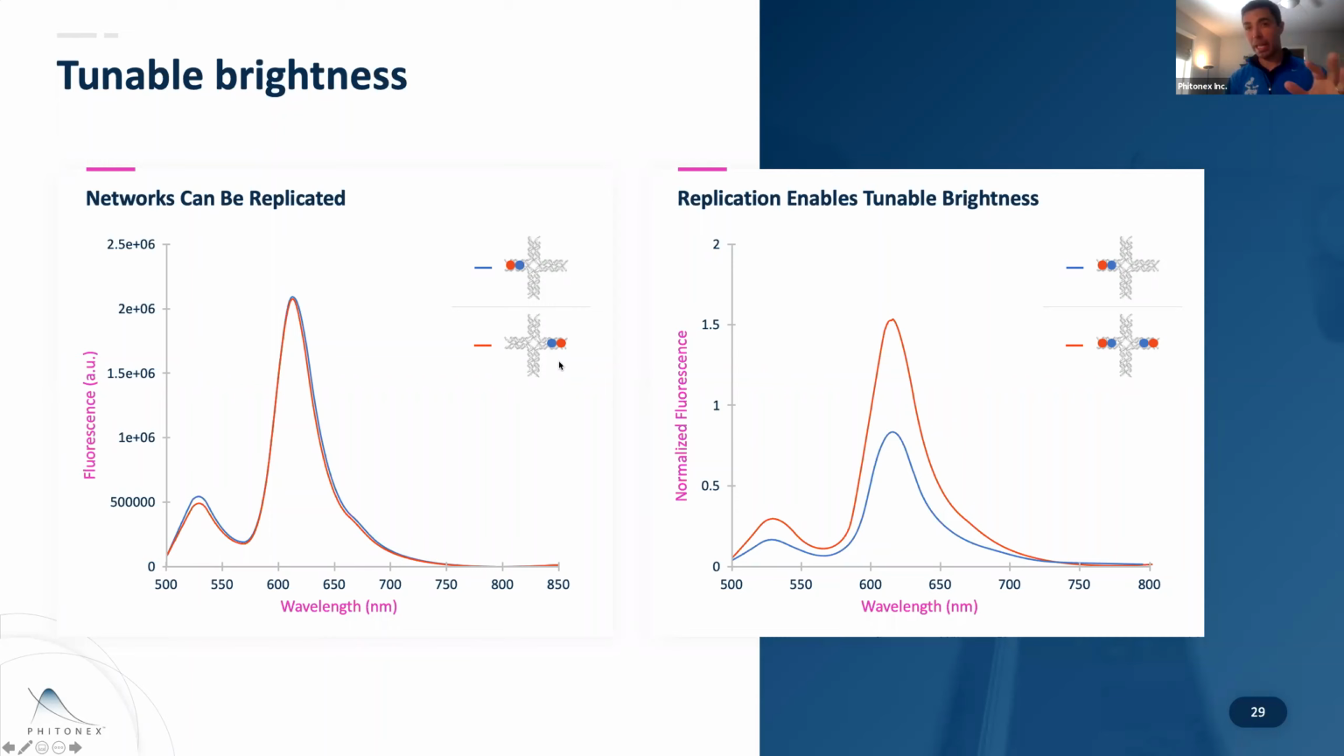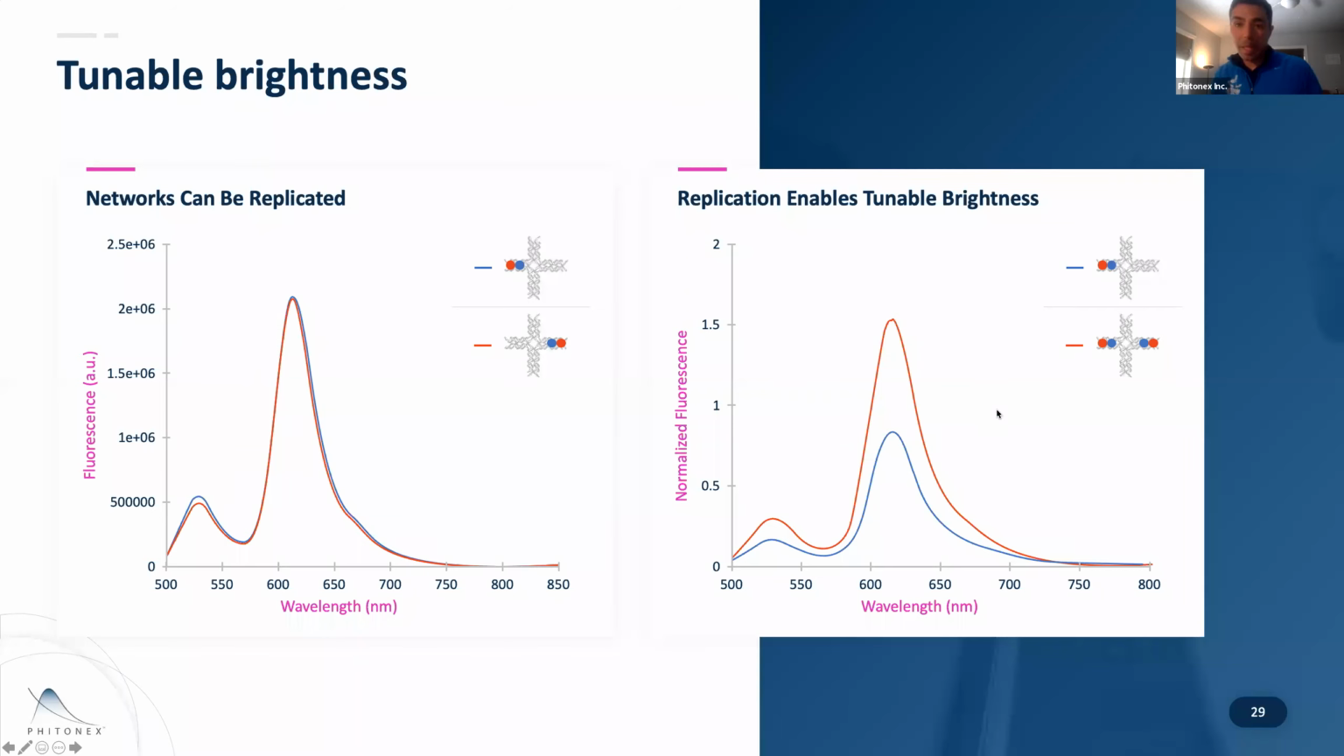Really where we want to be is, now that you can replicate these networks, now you can create a 2 cluster label, and you can think about tiling this and creating a 4 cluster. And it's this replication that enables tunable brightness. And so you can actually see here, you've got the blue that's a 1 cluster dye, and this orange-red color that's a 2 cluster. You can see it's in fact twice as bright.